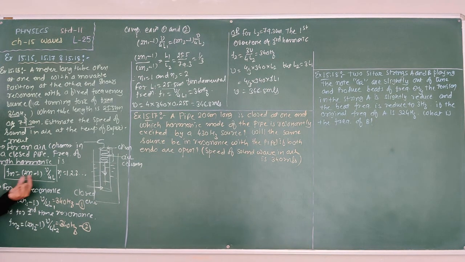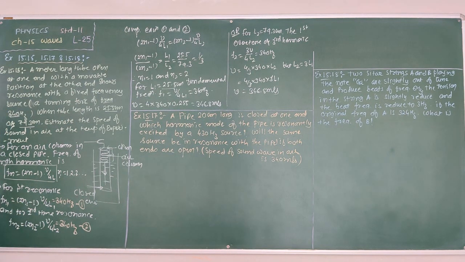For that purpose, the first resonance occurs at the length L is equal to L1. L1 is equal to 25.5 centimeter. Therefore, the frequency Fn1 is equal to (2n1 minus 1) V upon 4L1. That is 340 Hz. And for the second time resonance occurs at length L2, 79.3 centimeters. Therefore, we take Fn2 is equal to (2n2 minus 1) V upon 4L2. That is also 340 Hz.